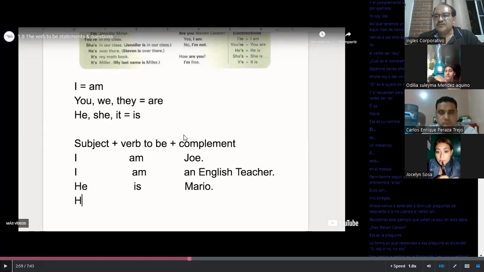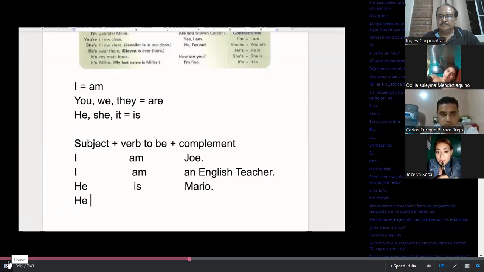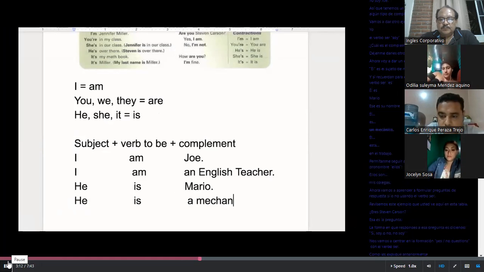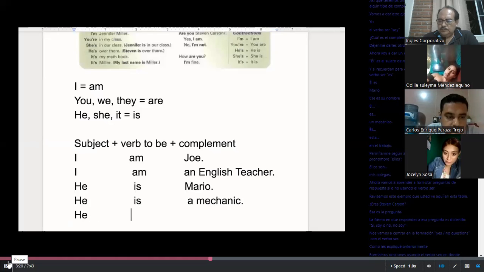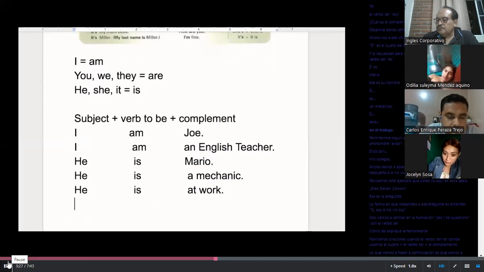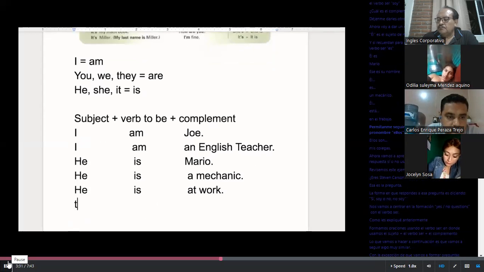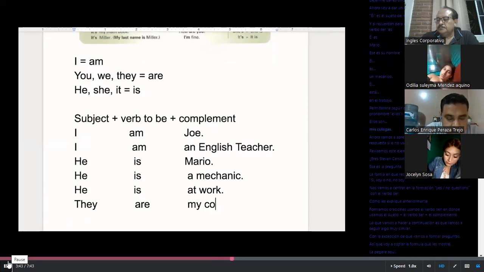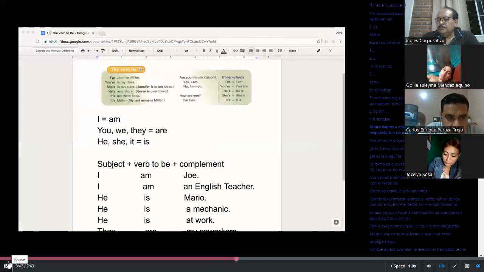¿Vamos bien? ¿Preguntas? ¿Dudas? Ok, si preguntas solo levantan la mano y no problem. He. Let me say, he is mechanic. He is at work. Let me go ahead and give an example with the pronoun they. And they are my co-workers.